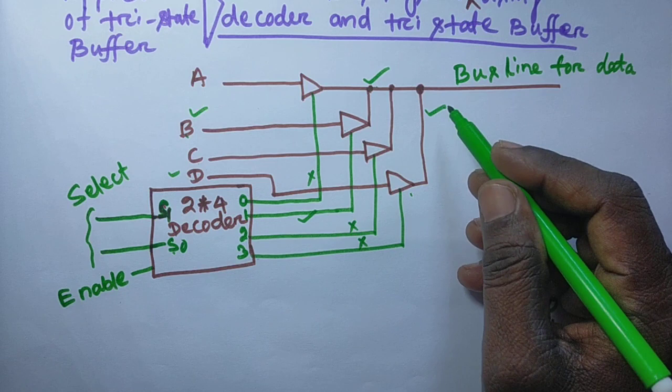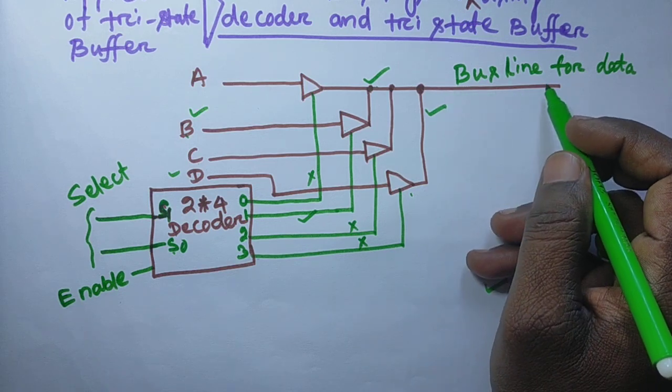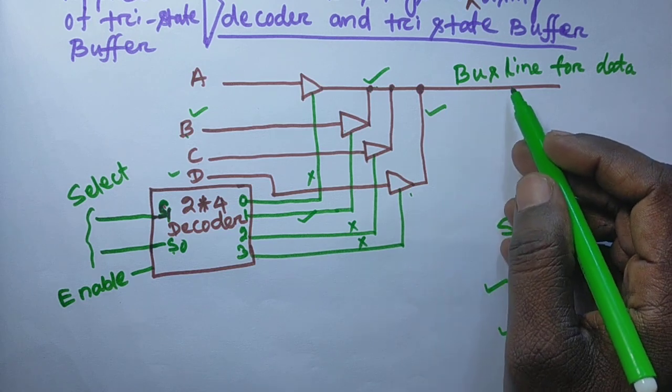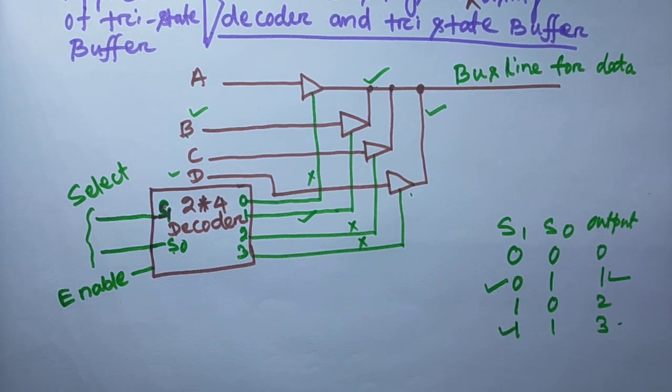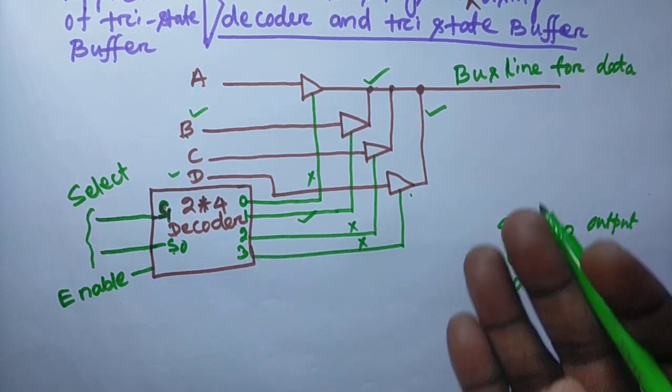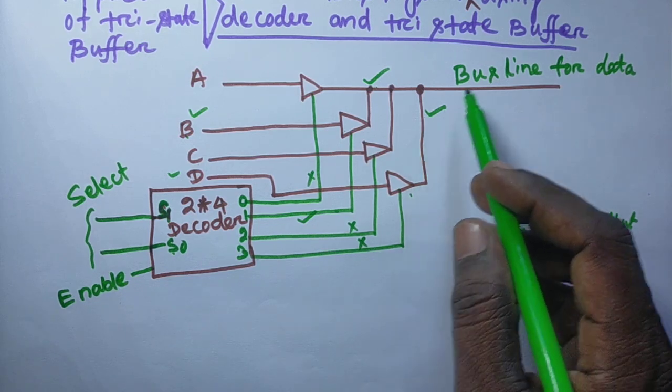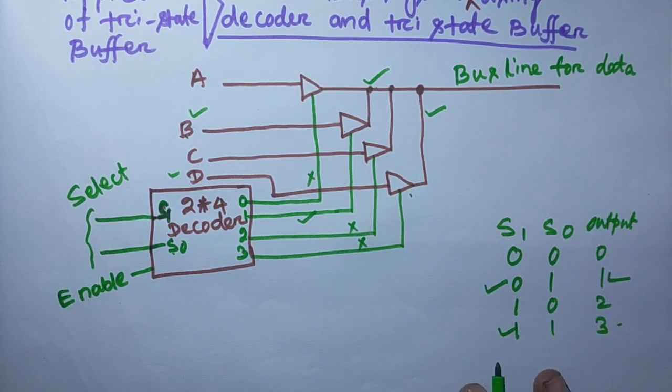So if this data is transferred to the bus line, we collect that data and it can reach any kind of destination register. Okay, after that, when it reaches the destination register, that is another part, but this data is passed to this bus line. This is the basic concept.